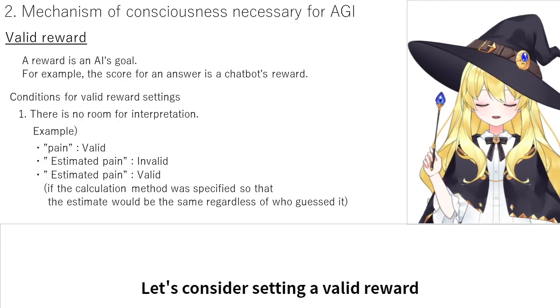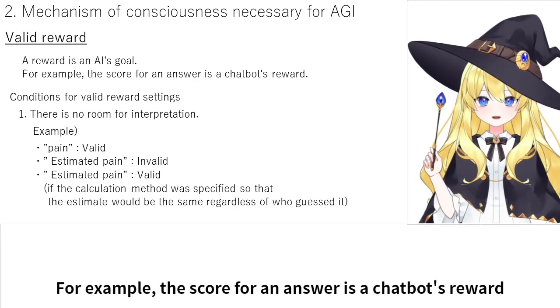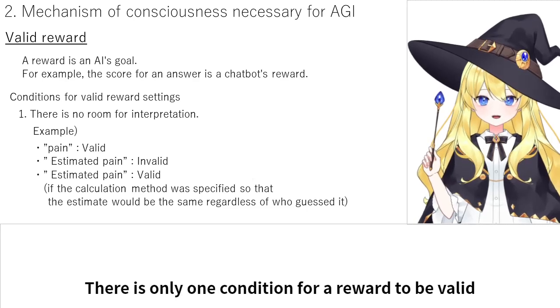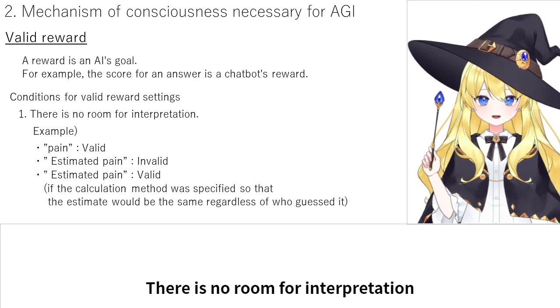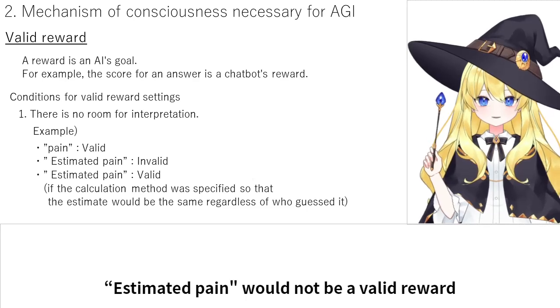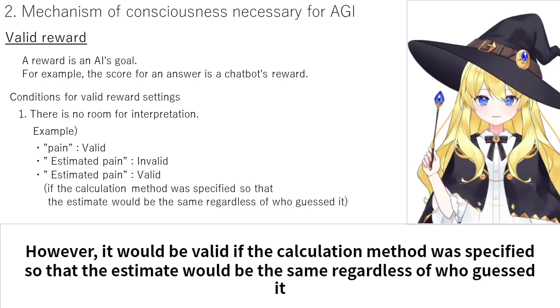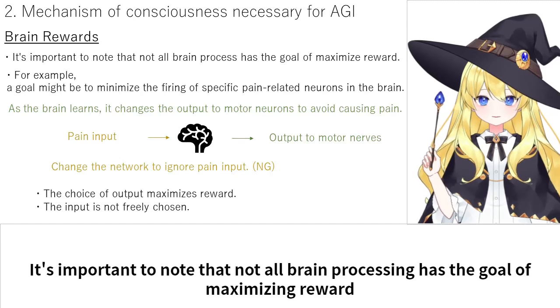Let's consider setting a valid reward. A reward is an AI's goal. For example, the score for an answer is a chatbot's reward. There is only one condition for a reward to be valid. There is no room for interpretation. For example, pain is a valid reward. Estimated pain would not be a valid reward. However, it would be valid if the calculation method was specified so that the estimate would be the same regardless of who guessed it.